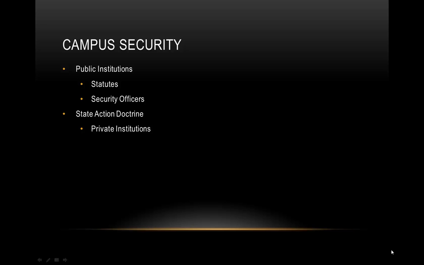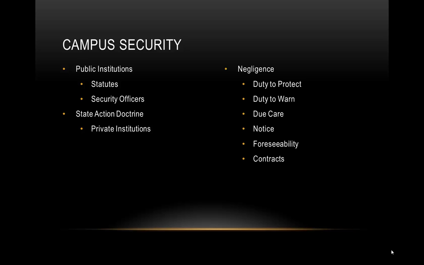Now, campus security is typically on campus for the sole purpose of protecting its students. That is an expectation that falls under negligence. An institution has a duty to protect their students, a duty to warn them in case of an emergency, for them to take due care, to provide notice, and to address any foreseeable danger that could happen. And all of this is really enforced in the contracts, both implied and explicit.